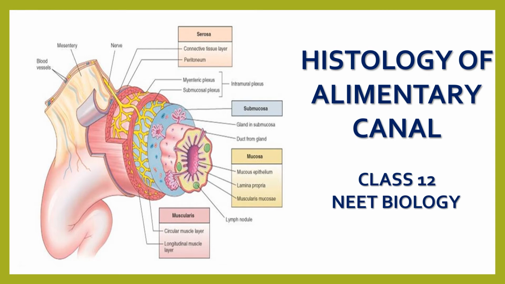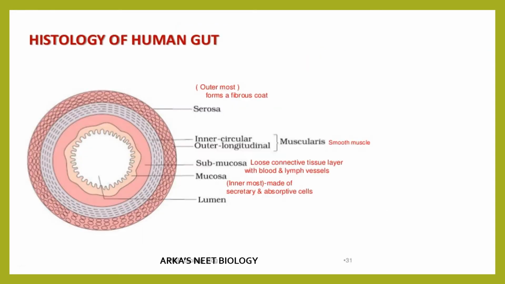Histology of Alimentary Canal. Now coming into the histology, here the alimentary canal is made up of four different layers. They are: the outermost is serosa, the next is muscularis, the third layer is submucosa, and the fourth is mucosa. Mucosa is the innermost layer of alimentary canal.